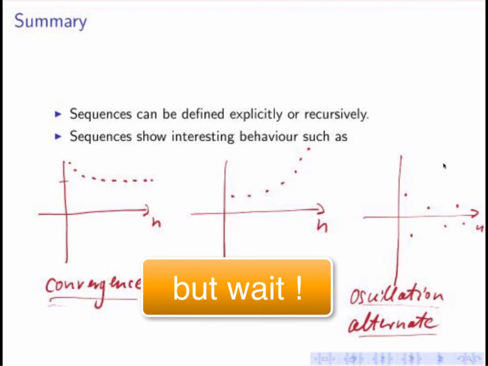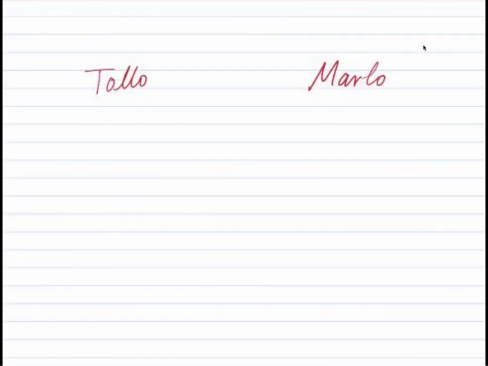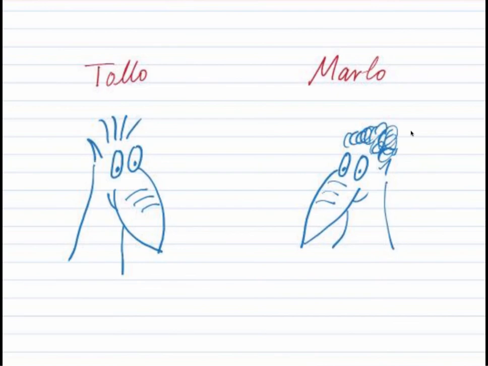But wait, let me introduce two of my best friends, Tollo and Marlow. So here are Tollo and Marlow, and they are from the species of Hylodrillosaurus. Now, Tollo and Marlow will tell us a little bit about how they feel about calculus. And so let's ask Marlow. Marlow, what do you think was an important message out of this video on sequences?